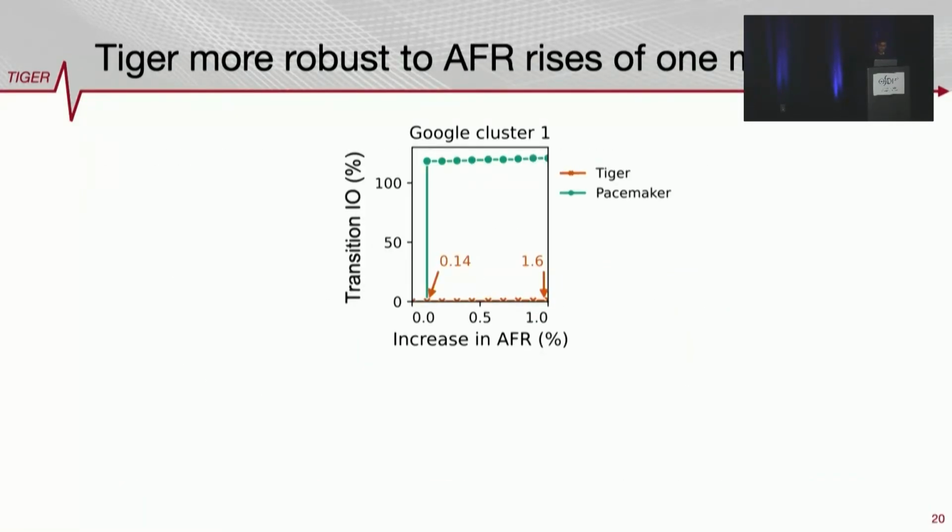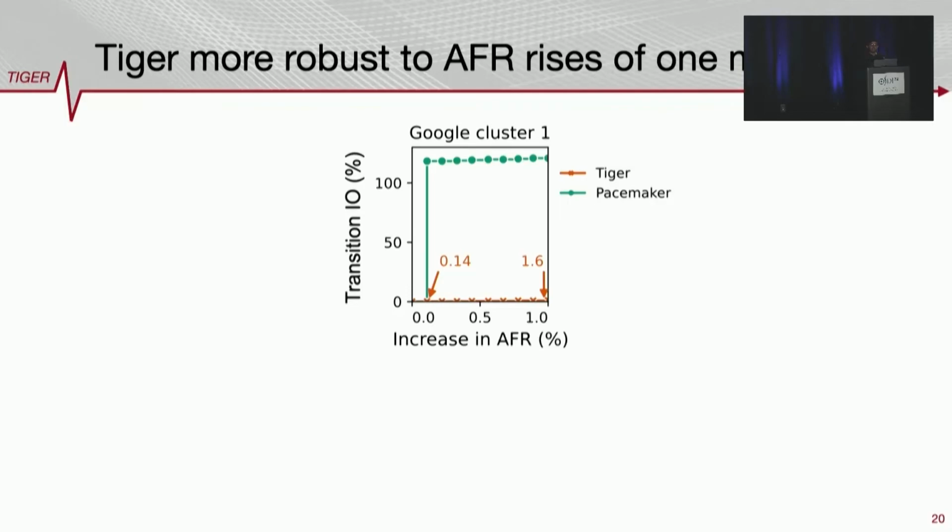Another advantage of Tiger is that it is robust to increases of AFR in any one make model. You might have makes or models that see manufacturing defects and might lead to bulk failures. At such times, systems such as Pacemaker are actually vulnerable, because a small increase in the AFR of all disks of a make model would increase the I/O required to re-encode by quite a bit and might overwhelm the system. And that is what is shown here.